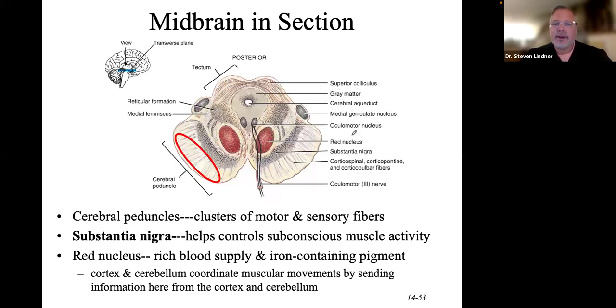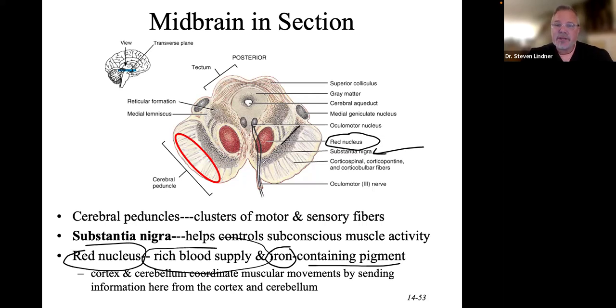So when we look here, here's the red nucleus. What gives it this red appearance is that it's very rich in blood supply and contains lots of iron. But the problem with iron is that it can oxidize, it can rust, especially in unhealthy individuals. The substantia nigra, which is the black substance, which is here, helps to control subconscious muscle activity because it's responsible for releasing dopamine.